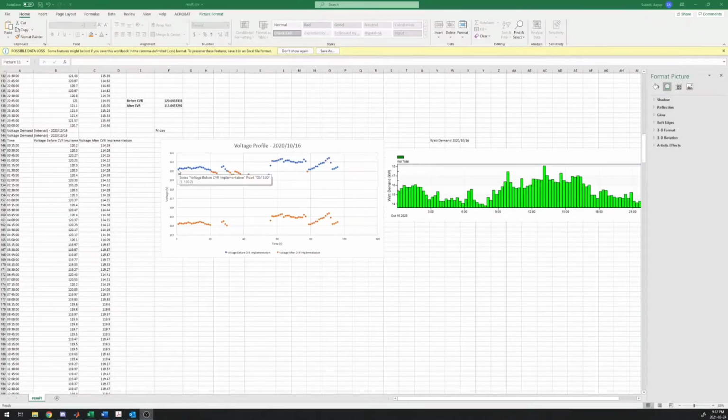Next day we see a very similar trend. Voltage starts above 120 volts at midnight and drops down in the morning time. So this first data point is around 5:15 in the morning. The voltage has stayed below 120 throughout the whole day.